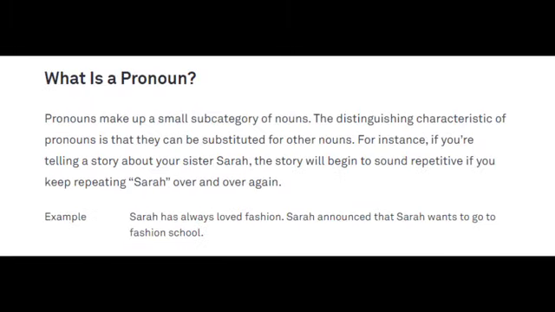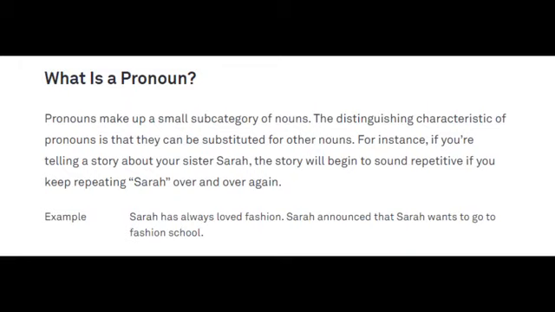Now let's come to pronouns. We are going to see what pronouns are. Pronouns make up a small subcategory of nouns. The distinguishing characteristic of pronouns is that they can be substituted for other nouns. For instance, if you are telling a story about your sister, Sarah, the story will begin to sound repetitive if you keep repeating Sarah over and over again. So to avoid this repetition and to make the sentences sound good, we use pronouns.